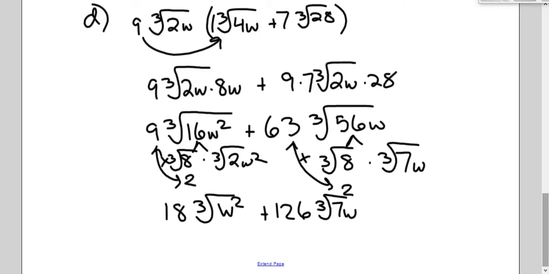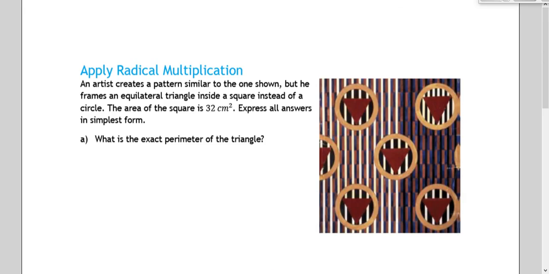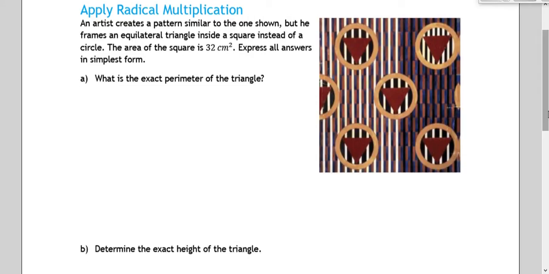Okay, now we are going to apply radical multiplication. That's on the next step. So this is one of the word problems in the textbook. An artist creates a pattern similar to the one shown, but he frames an equilateral triangle inside of a square instead of a circle. The area of the square is 32 centimeters squared. Express all answers in simplest form.